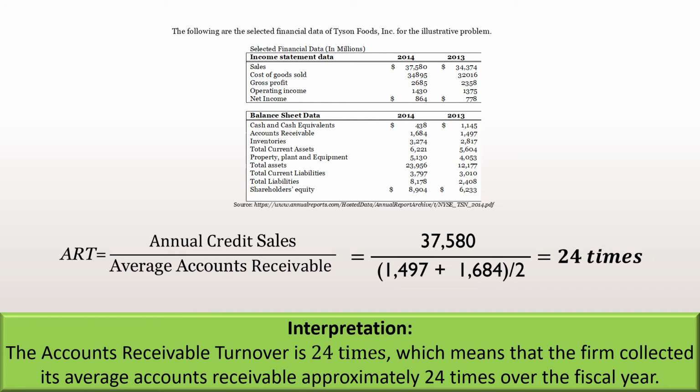So, yung value na account receivable for year 2013, which is 1,497 added to the account receivable value in 2014, which is 1,688.84 rather, divided by 2. So once we divide the credit sales or sales by the average account receivable, it will provide us with the account receivable turnover of 24 times, which means that the firm collected its average account receivable approximately 24 times over the fiscal year.